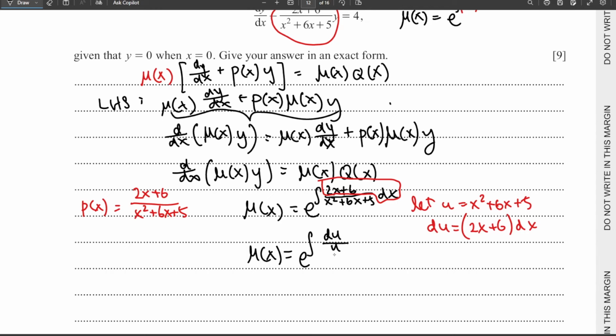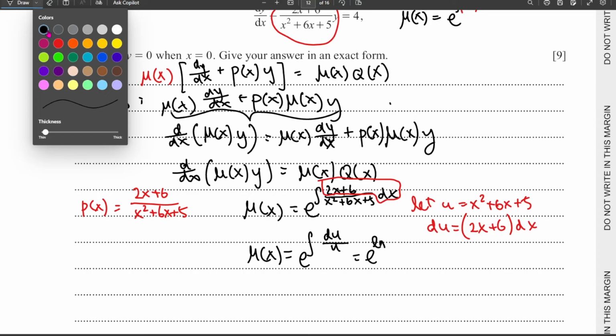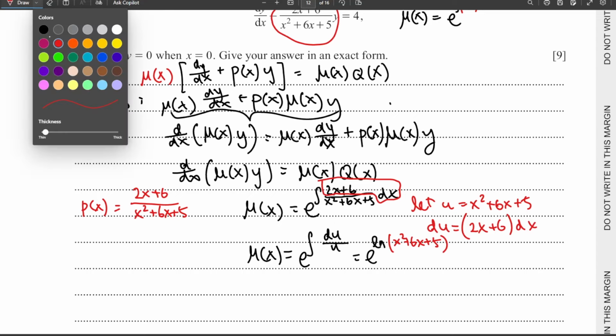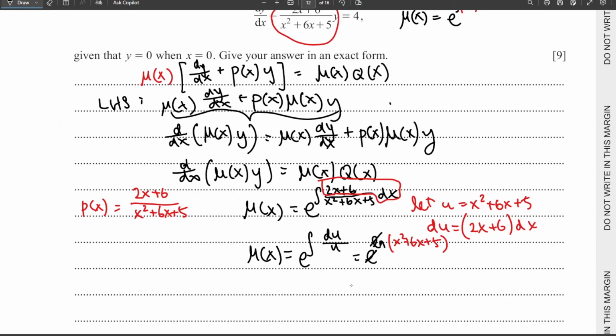So it's du over u, and you just get the integral of 1 over u in terms of u, that's ln of u, natural log. So u we have set as the quadratic expression, so I'll just rewrite it like that. So this is our integrating factor, but we can simplify this even further because e and the ln can cancel, and we're just left with the quadratic.